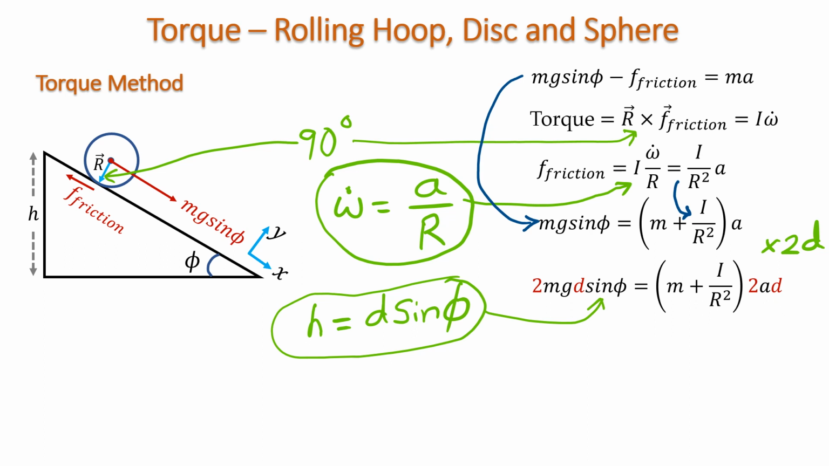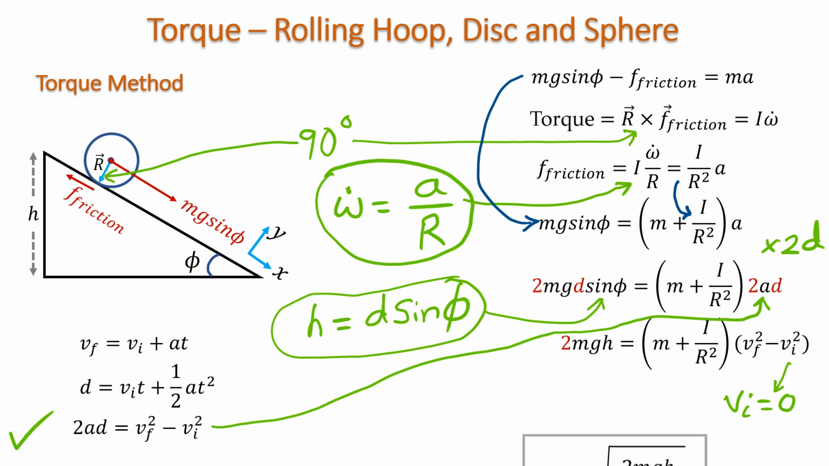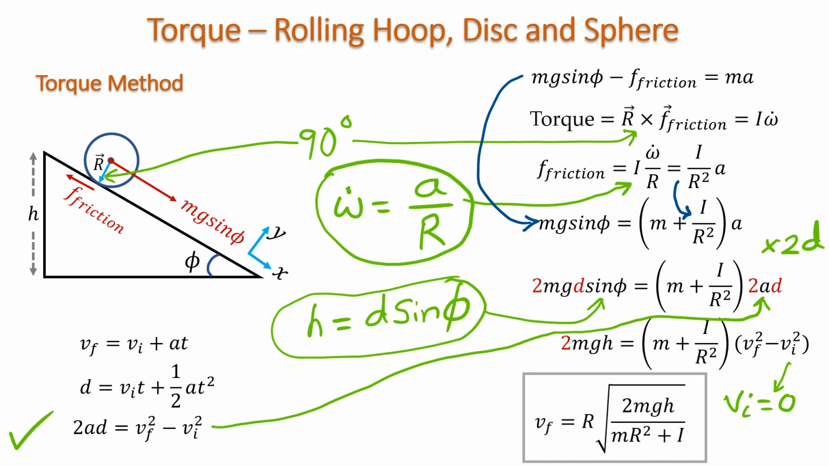Now let us look at our old three great equations of motion. We pick the third equation to substitute for 2d and we get this equation. Since the objects start at rest, the initial velocity is 0. So we now solve for the final velocity, and this is what we get. Exactly the same we got from the first method.